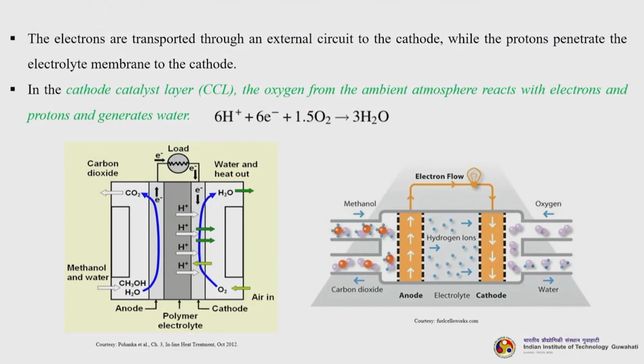Now, these electrons are transported through an external circuit to the cathode, while the protons penetrate the electrolyte membrane to the cathode. Right. So, in the cathode catalyst layer, the CCL layer, the oxygen from the ambient atmosphere reacts with electrons and protons and generates water. So, 6 protons plus 6 electrons plus 1.5 moles of oxygen will give us 3 moles of water. So, you can see here that both are the same. Here it is written in a better, more expressive way.